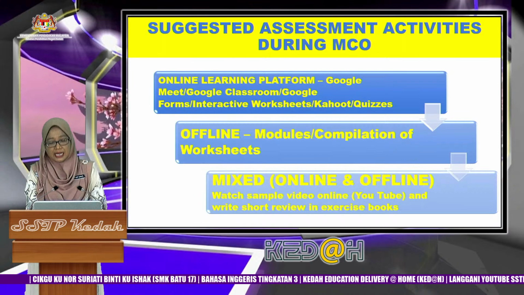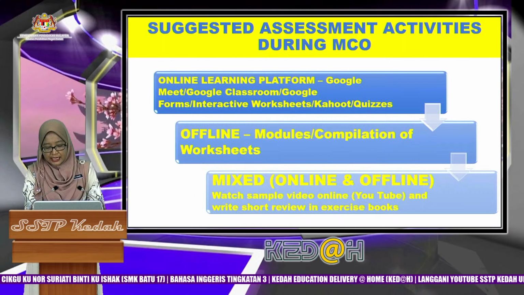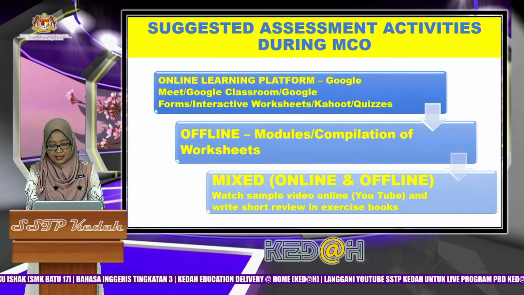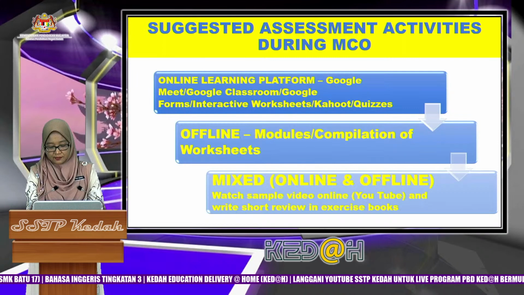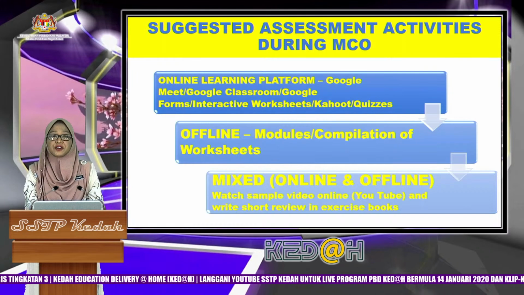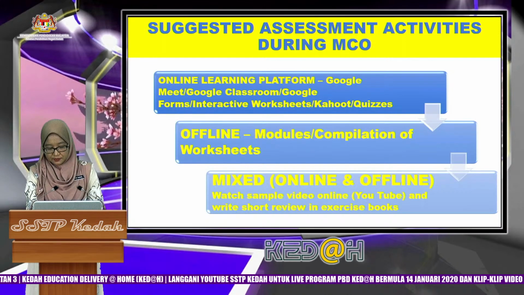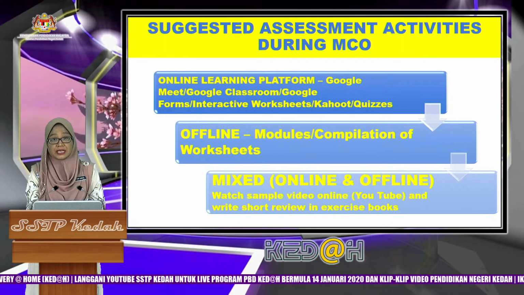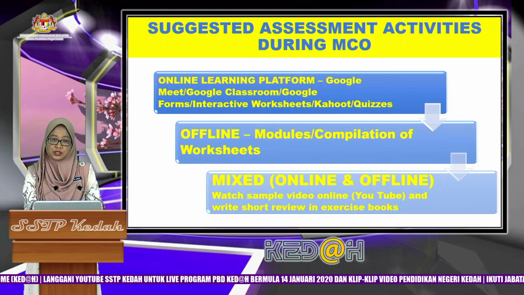Please put in some effort in learning how to fully utilize the online learning platforms such as Google Meet, Kahoot, and quizzes, just to name a few, right? And I am sure teachers know better about this. For the less fortunate pupils with limited access to internet, teachers should consider preparing some kind of learning modules.